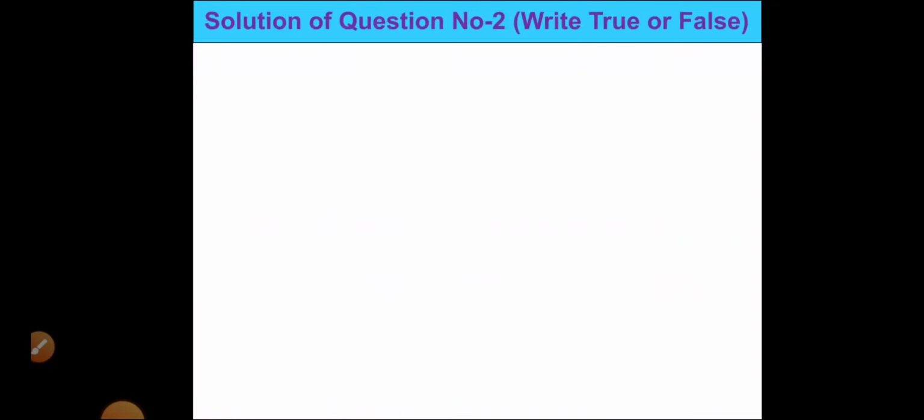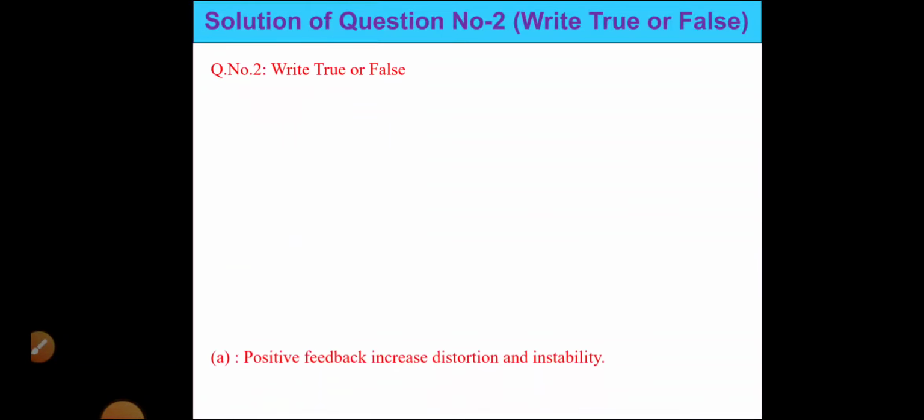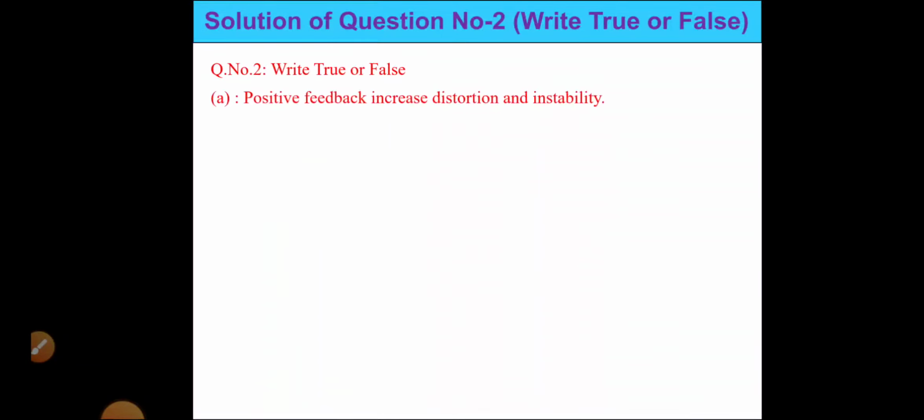So question number 2. First question, true or false? Positive feedback increases distortion and instability. Yes, this statement is right. When you use positive feedback, the distortion will be increased and the system will not be stable. It will be in unstable conditions. Feedback will increase.